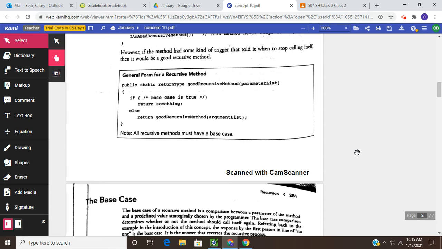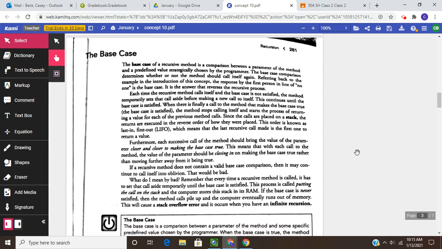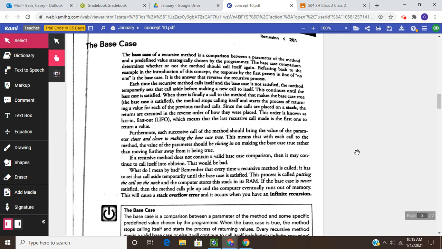Note, all recursive methods must have a base case. The base case. The base case of a recursive method is the comparison between a parameter of the method and a predefined value strategically chosen by the programmer. The base case comparison determines whether or not the method should call itself again. Referring back to the example in the introduction of this concept, the response by the first person in line saying no one is the base case.